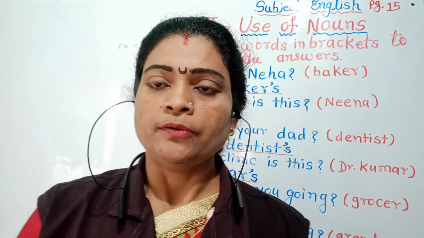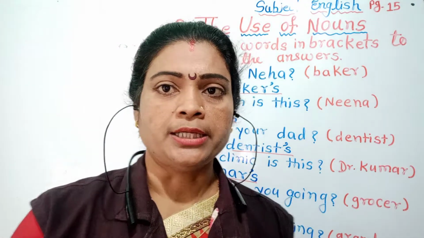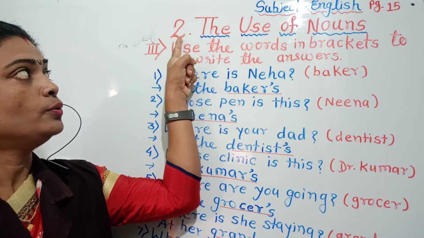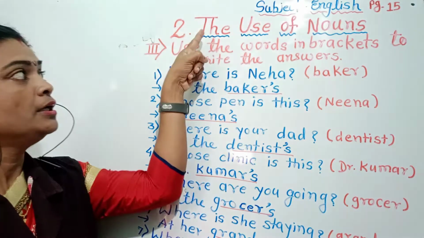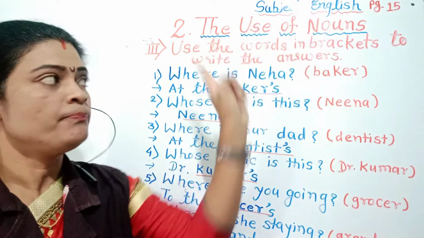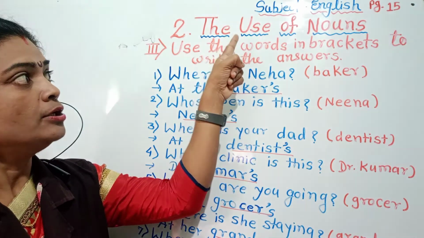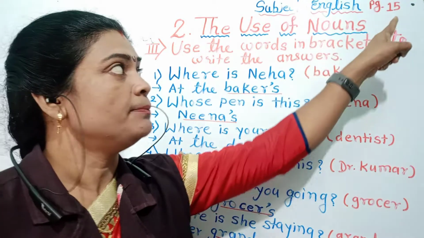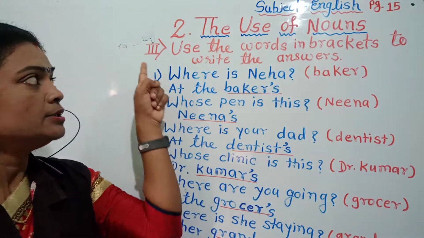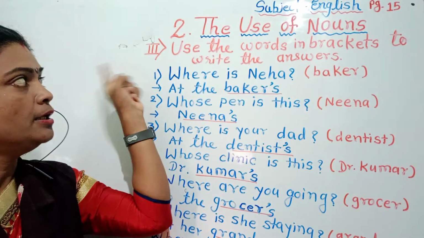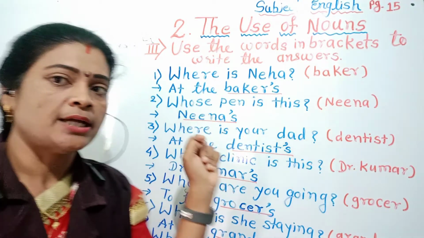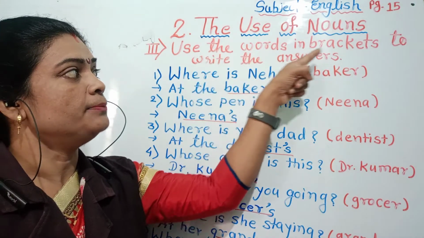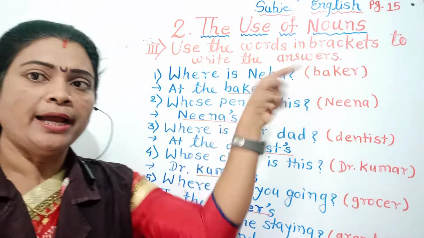Now let's see what is given in this exercise. This exercise is given in lesson number 2. The name of the lesson is the use of nouns. This exercise is also given on page number 15, and this is the third exercise. Now what is given in the third exercise? Let's see. Use the words in brackets to write the answer.